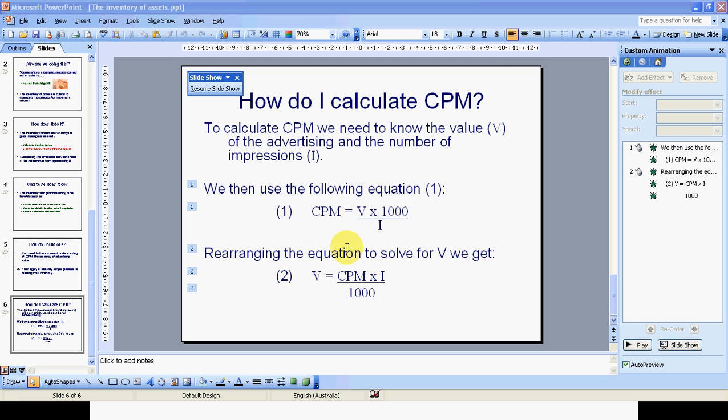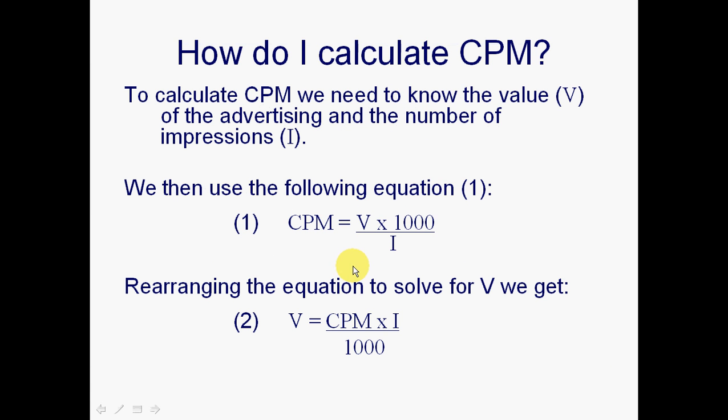Sometimes we need to work the other way around. That's why you need this second equation as well. For example, with our assets, within the event we set a CPM value for the asset and then calculate the value we're going to sell that asset to our sponsors. So there we go. Hopefully all of that little background gives you an understanding of why the inventory is important and how we calculate this thing we call CPM and how it can be used in the context of advertising value.